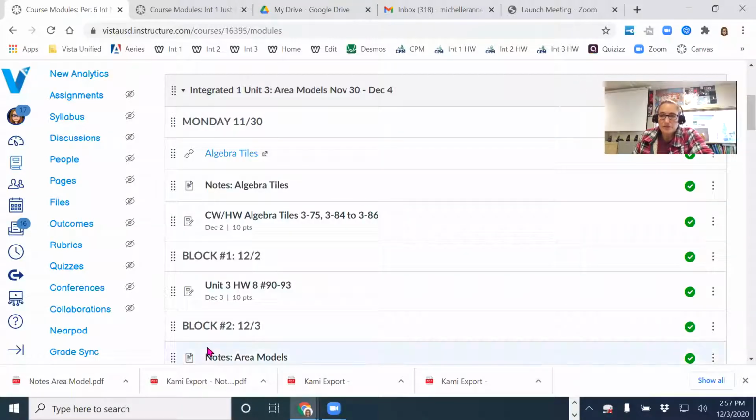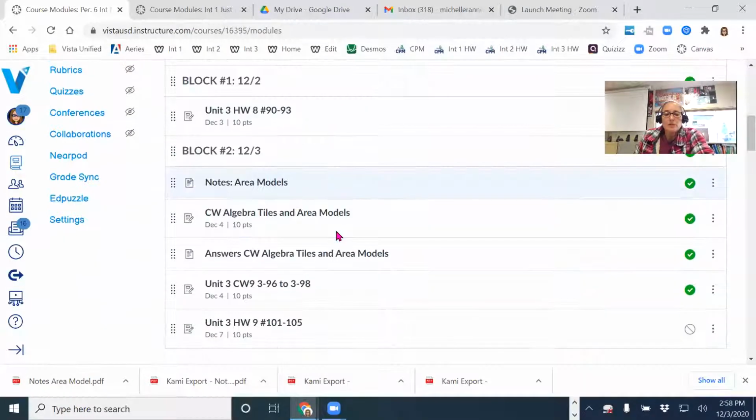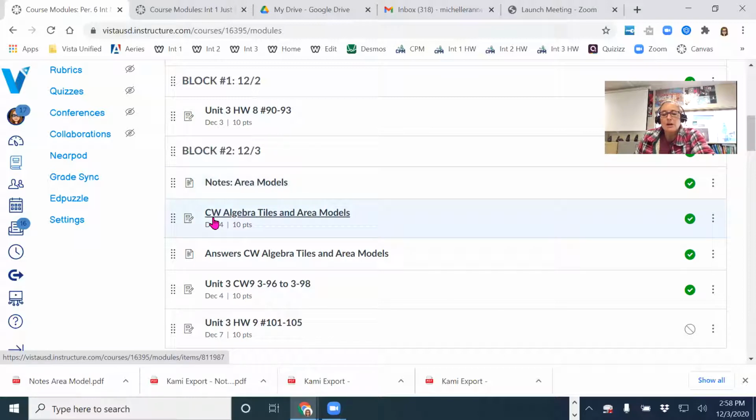This video is especially for those of us today who had our electricity and our internet out. What we did today in class was, as you can see from the Canvas, we did some notes on area models. I have the notes here. I'll go through those. This was what we started the other day.